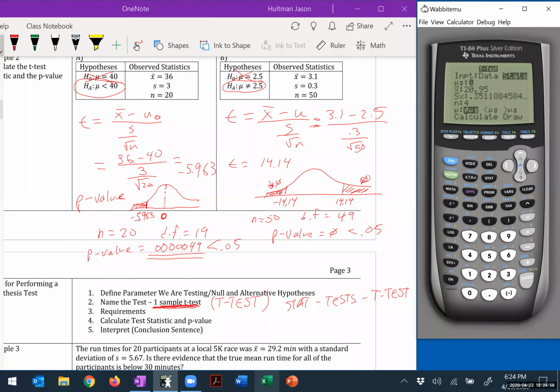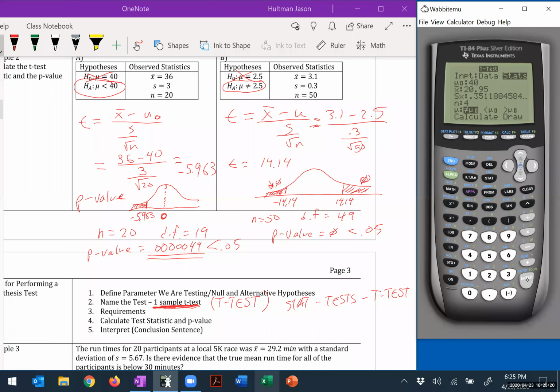And it asks, what's your mu naught? What's your hypothesis mean? What are we claiming it to be? I'm claiming that it's 40. I want to use the first one here.